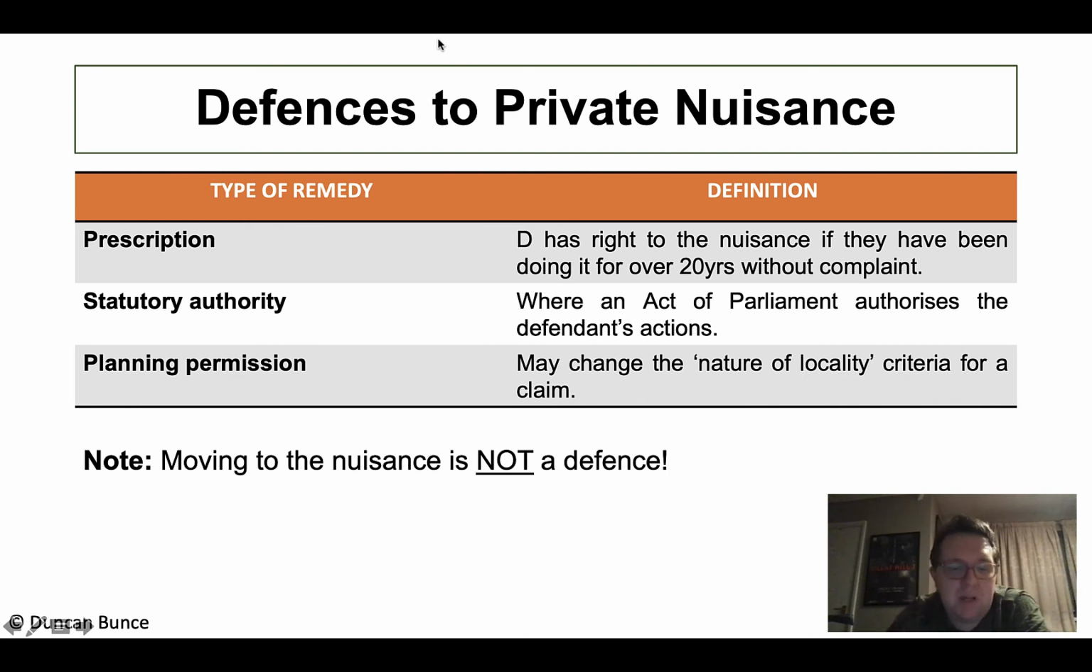Again, just a recap, please note this down. Coming to the nuisance is not a defence. Okay, so the defendant, as I say again, cannot claim, well, hang on a minute, the claimant knew about it, my actions, what I was doing, they've moved there, it's on them. No, the claimant could still win if they succeed with the criteria. So just bear that in mind.